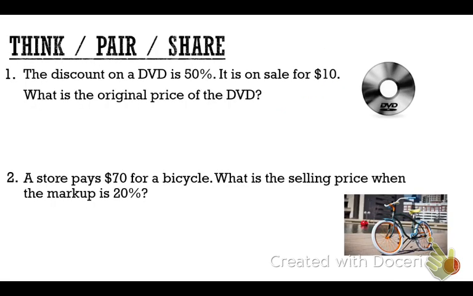So next up we've got think, pair, share. The first one, the discount on a DVD is 50%. It's on sale for $10. We want to know what the original price of the DVD is. So it's going to be very similar to the kind of problem we just did in number 6. I want you and your partner to work and do number 1 together.